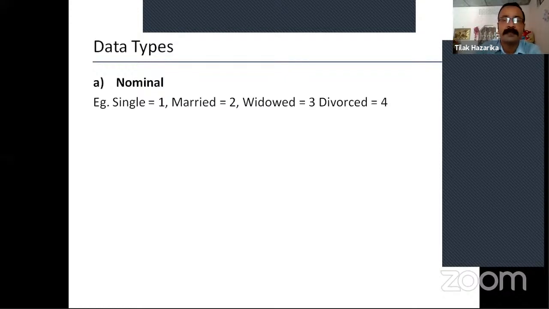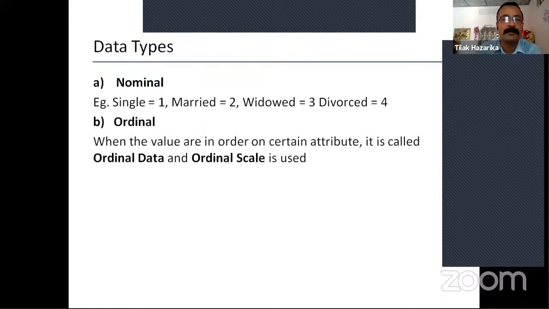We should give a very clear introduction to the students on nominal data. Then ordinal data is based on certain order. When the values are in order in a certain attribute, it is called ordinal data, or an ordinal scale is used. For example, first position, second position, third position, fourth position. This is arranged based on a certain order. This is called ordinal data.